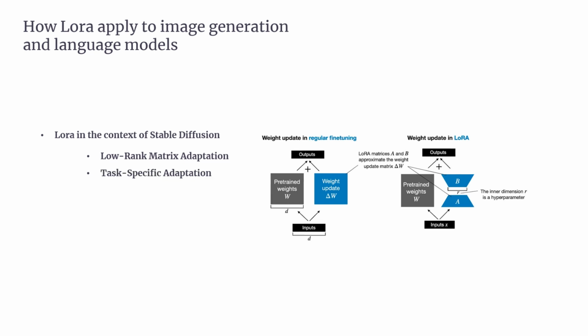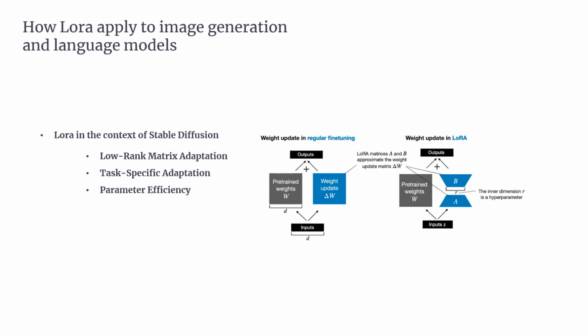2. Task-specific adaptation. When fine-tuning Stable Diffusion with LoRA, only the low-rank matrices A and B are learned, while the rest of the model's parameters, such as the original attention weights, are kept frozen. This allows Stable Diffusion to specialize in a particular domain, such as specific artistic styles, without needing to train the entire model. For example, you could adapt Stable Diffusion to generate images in the style of a particular artist or genre by training only the low-rank matrices.